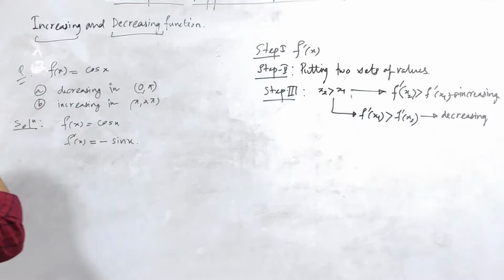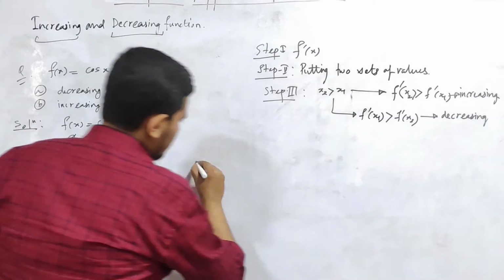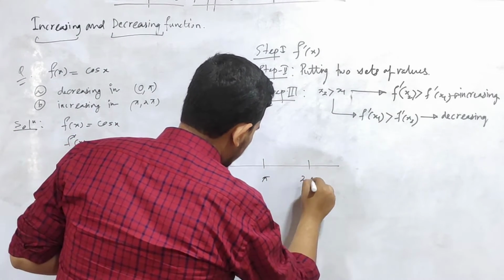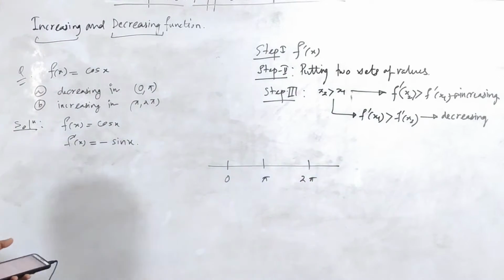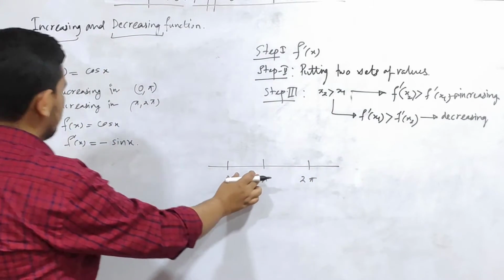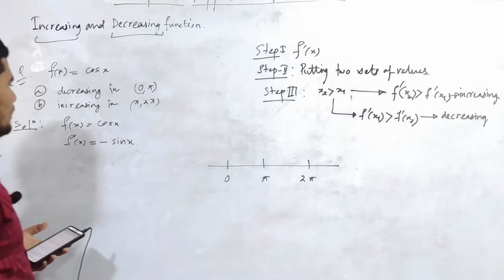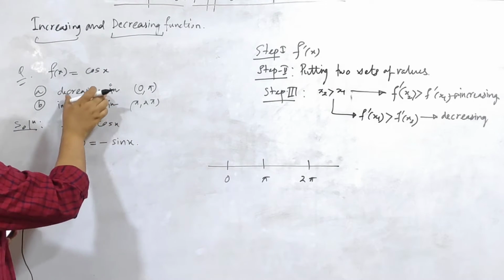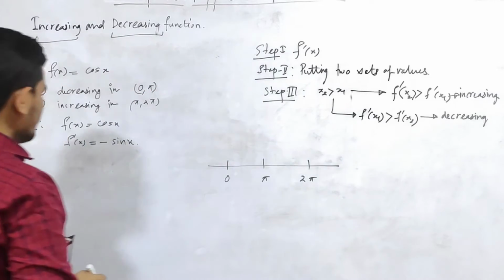Now we are given two intervals. If I put it on the number line, this is 0, this is pi, this is 2 pi. We are given two intervals: the first is this interval and the second is this interval. We need to find the increase. We have to prove that it is decreasing in 0 to pi.